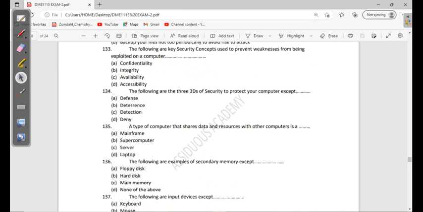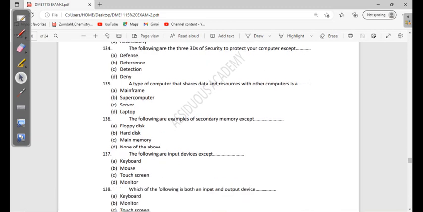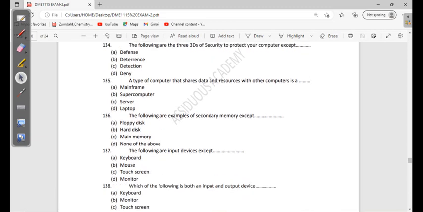One, the three Ds of security to protect your computer, except. Which are the 3 Ds to protect your computer? Defense, deterrence, detection, deny. So it is deny. The rest are the 3 Ds but not deny. So defense means you reduce the risk and save the cost of incidents. For example, you put firewalls or antivirus software on your computer. That is reducing the risk.